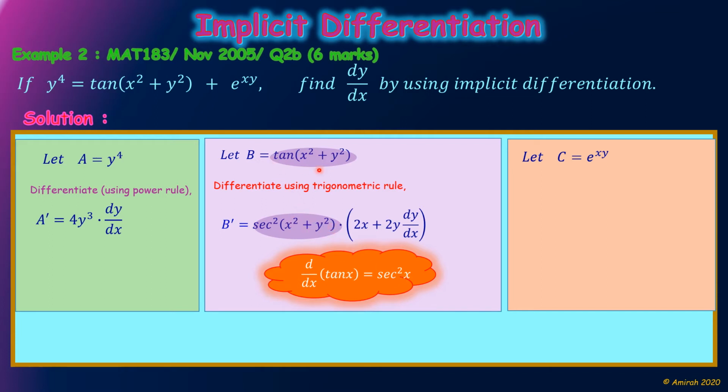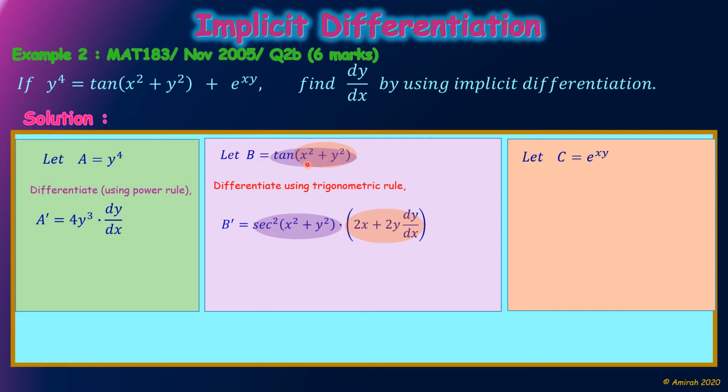Okay, this is a composite function. The function x squared plus y squared is an inner function, or the function inside tangent. So we need to use the composite rule. Composite rule means we differentiate the outer function first and then we differentiate the inner function, and in between must be a multiplication operation. So after we differentiate the outer function, now we differentiate the inner function. The inner function is x squared plus y squared.